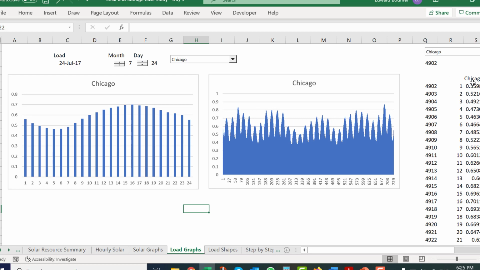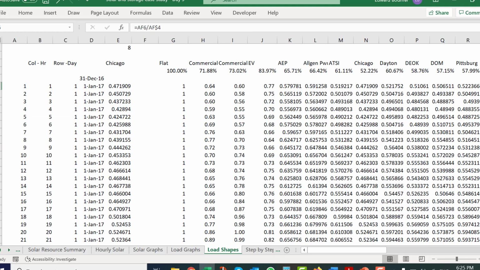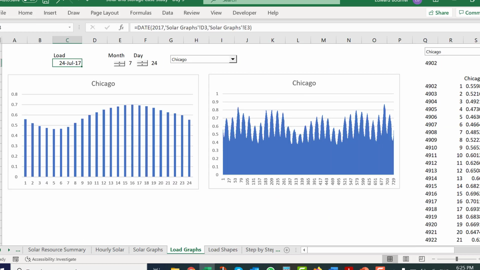And again, look at this. All it does is use index and match, and you just match this date to the dates I collected all this stuff. This is 8760 hours. Okay.